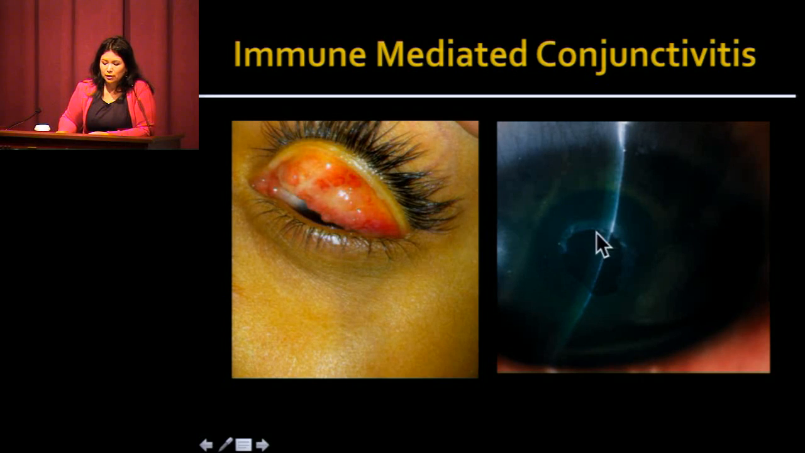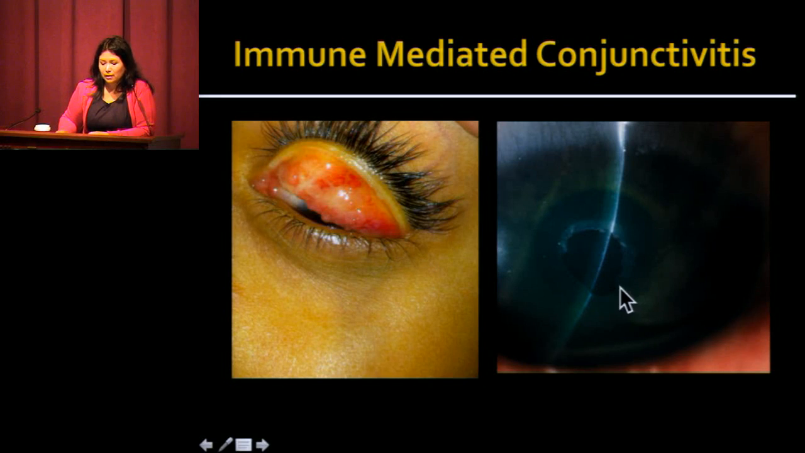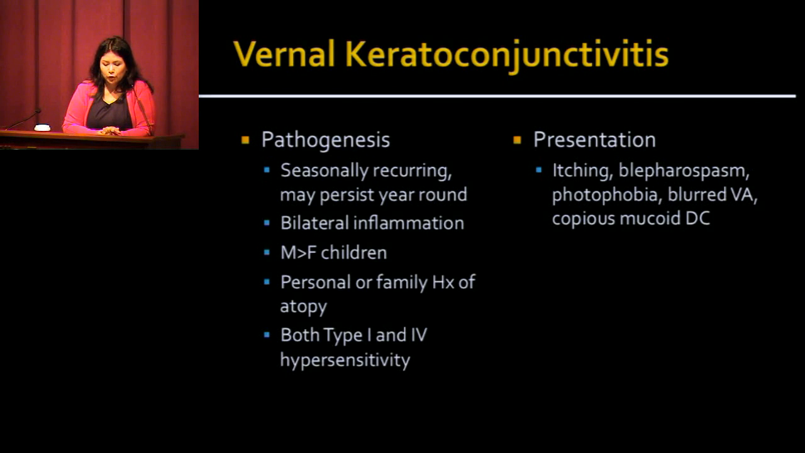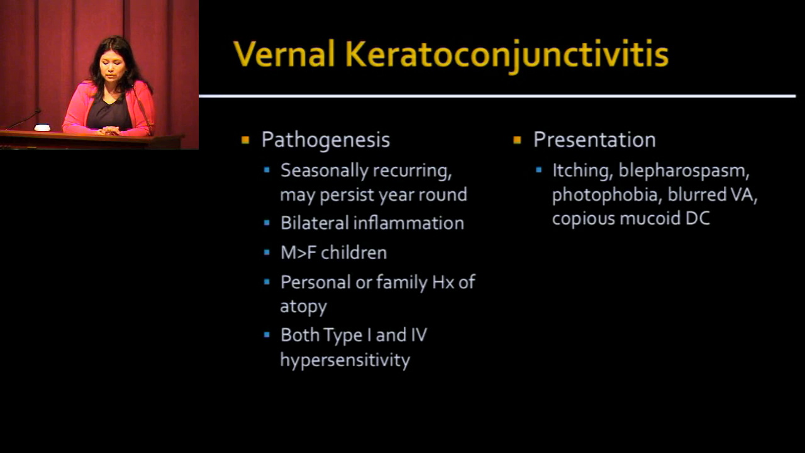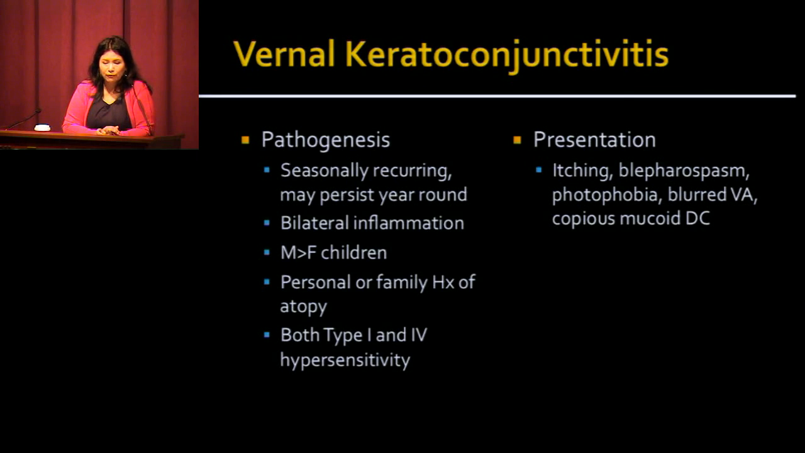And then something else that you see with this type of conjunctivitis, vernal, is a shield ulcer, and that's what you see here on the cornea. So usually these are recurring. They may persist year-round. It's bilateral inflammation. It's more common in male kids than in female children. Usually there's a personal or family history of atopy. You get both type 1 and 4 hypersensitivity reactions. And presentation is common: itching, blepharospasm, photophobia.